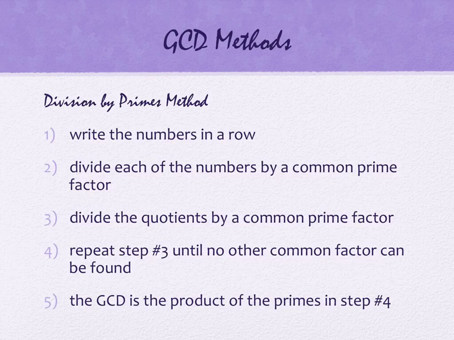What we do is we write the numbers in a row, and then we divide the numbers by a common prime factor. And notice it says a common prime factor. It doesn't have to be the smallest one. It might be. But it might be that you notice they're both divisible by 5 before you notice they're both divisible by 3 or something like that. That'd be okay. We divide those quotients by another common prime factor, and we keep repeating this step. We keep dividing by common prime factors as long as there is one. Okay? And then the greatest common divisor is the product of the primes.